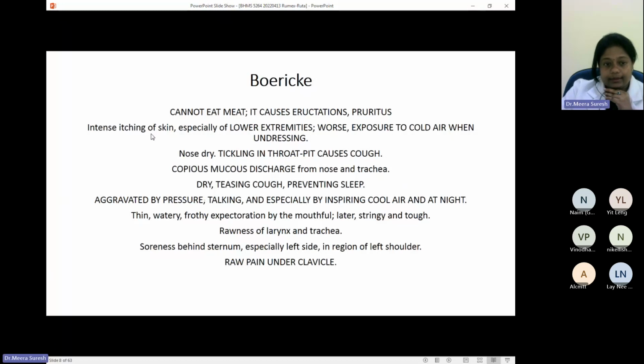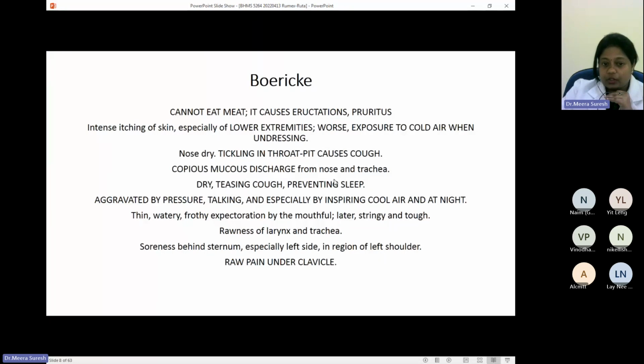Then this I already told, the urticaria, exposure to cold air when undressing. Sometimes certain allergic people have these symptoms, especially when they are removing their dress. At that time, they have this itching all over the body or urticaria while undressing.